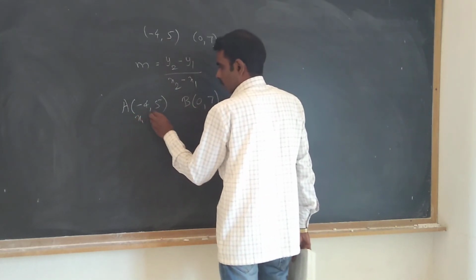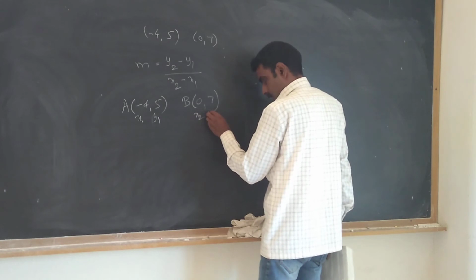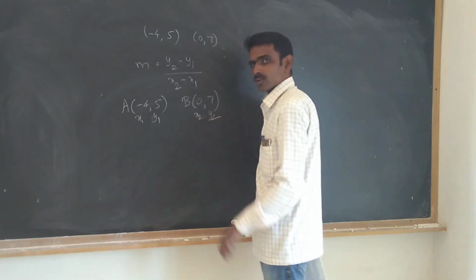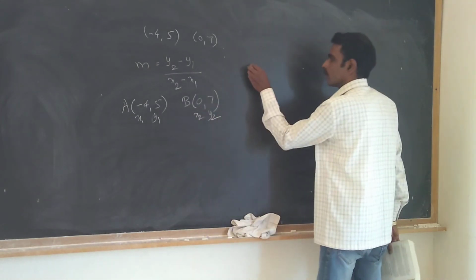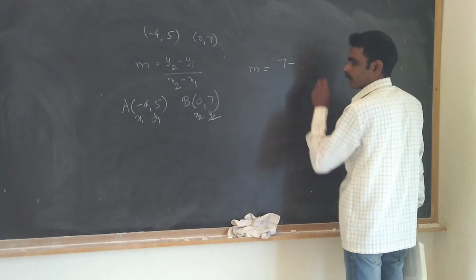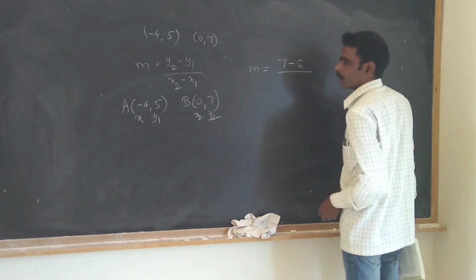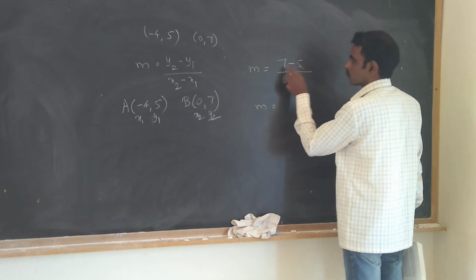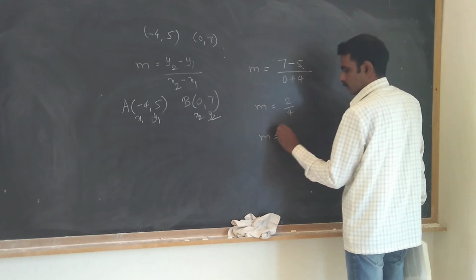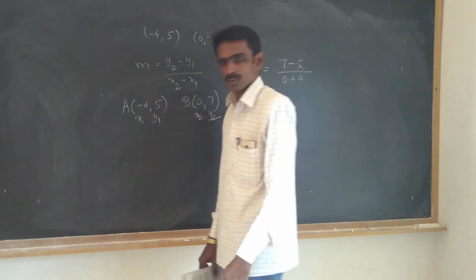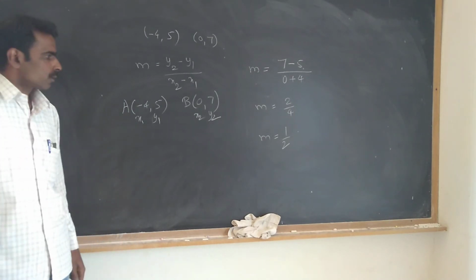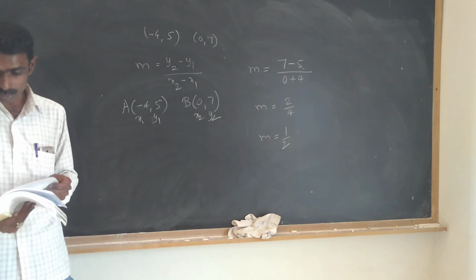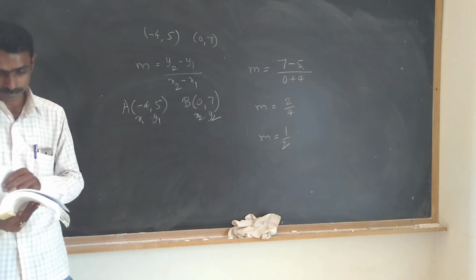So this is your x1, y1 point, and this happens to be the x2, y2 point. So m is equal to 7 minus y1, which is 5, divided by x2, which is 0, minus (-4), that is plus 4. So m is equal to 2 by 4, so m is equal to 1 by 2. That will be the answer, and that is how you are going to find the slope.